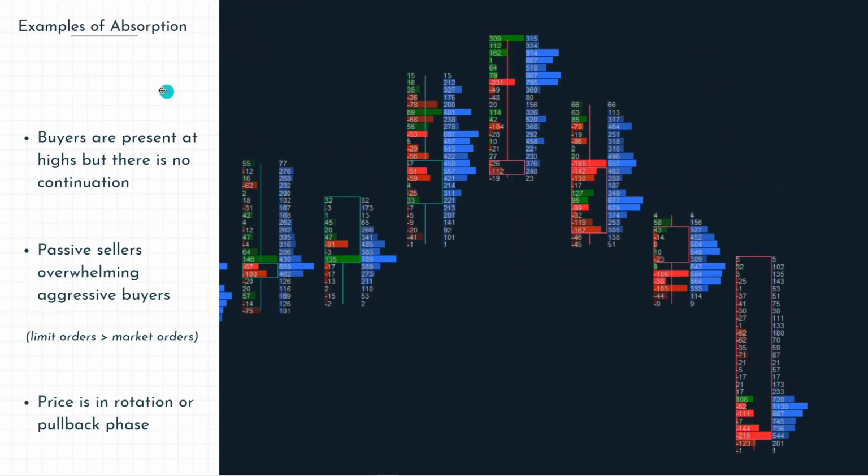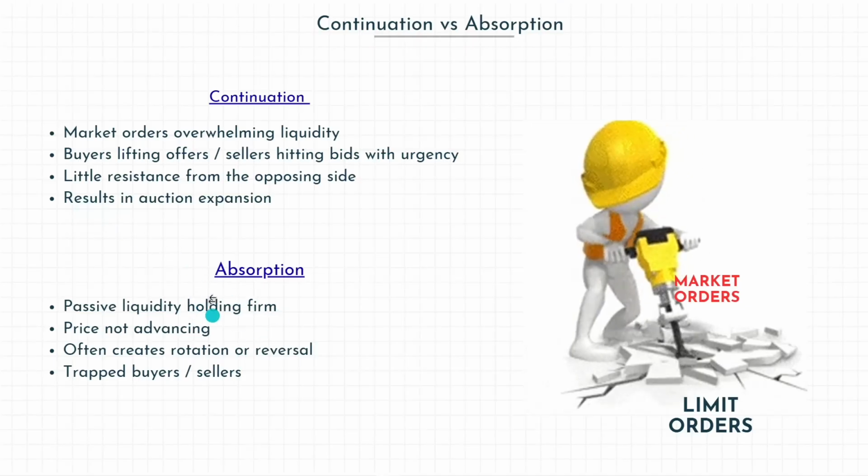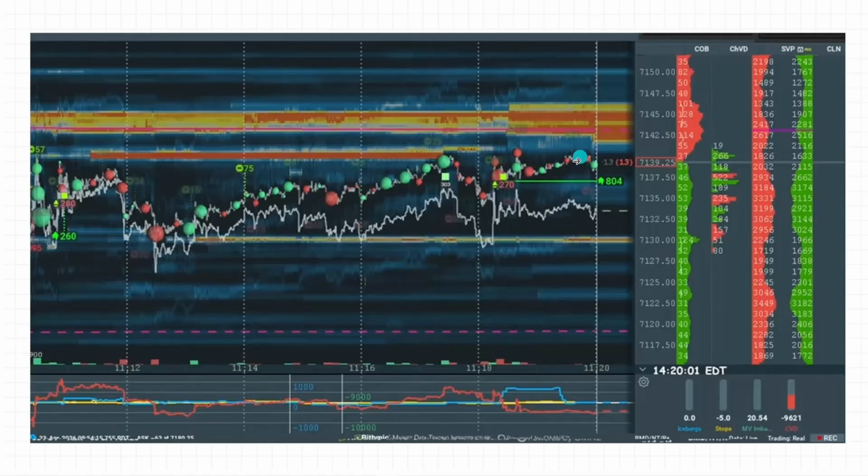Here's an example of absorption. Now this is where it kind of gets fun. Absorption is traps. Like we talked about in this slide, absorption is when passive liquidity is too large. So this is the passive liquidity, right?